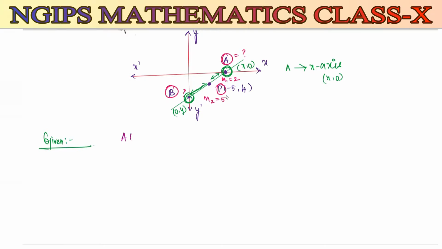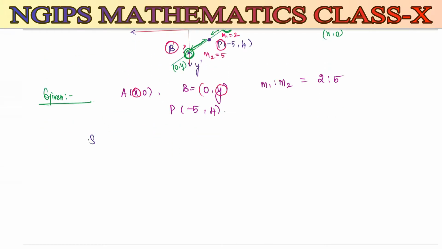So here given A point it is x comma 0, B we have here it is 0 comma y, and the ratio it is M1 is to M2. The ratio we have here 2:5, and we have the point P it is minus 5 comma 4. By using these conditions we need to find the value of x and as well as the value of y. So we are going to use that section formula.